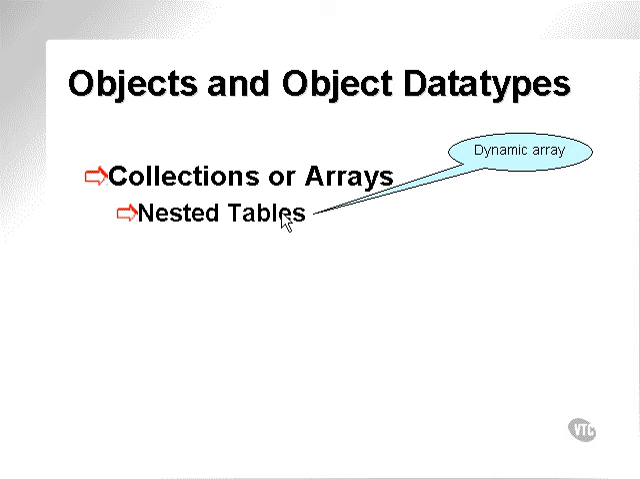Let's go on to objects and object data types. There are various ways in which the object relational database can be implemented. Certain collection types or arrays: an array is really a sequential programming term for what in an object world would be a collection. A collection is a contained list which is contained within another object.